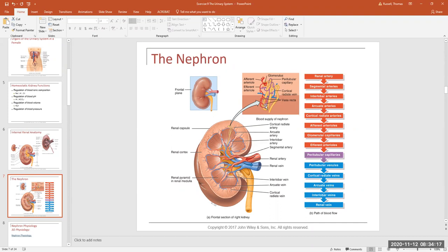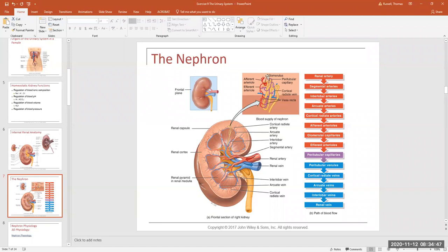The blood then leaves those capillary networks and is drained into the cortical radiate vein, which is the biggest blue vessel that goes perpendicular up through the cortex. That's called the cortical radiate vein. So the veins and the arteries all have the same name. All we do is change artery or vein after it.